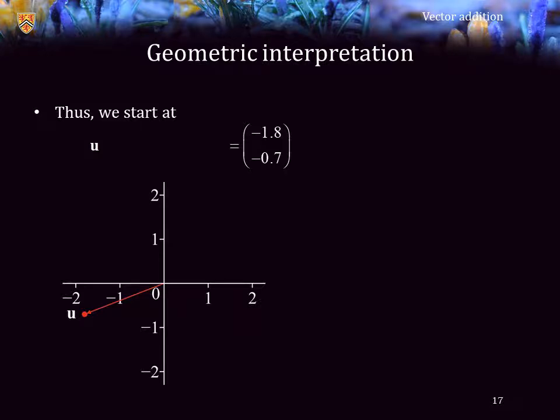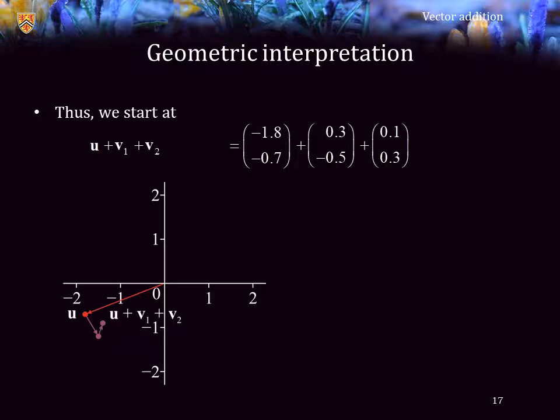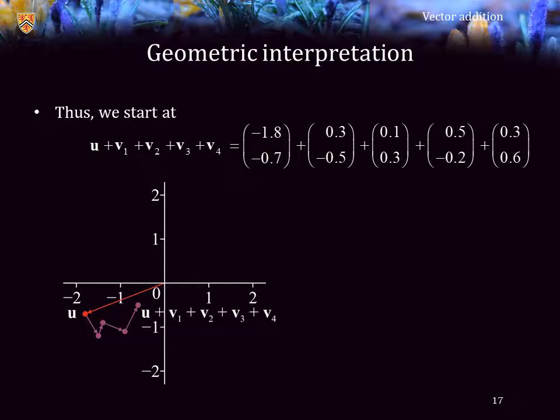Thus, what we are doing is we are starting with a vector u geometrically. We're adding to that the vector v1. To that result, we are adding the vector v2, then adding v3, and finally adding the vector v4. And this gives us our final location, which is at negative 0.6, negative 0.5.